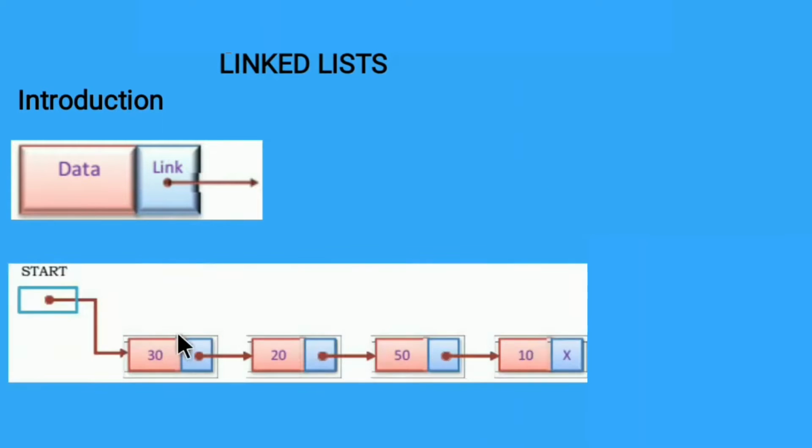Here you can see pictorially we have nodes 30, 20, 50 and 10. This arrow represents the reference to the next node, that is, the address of the next node. The last node has a cross mark that indicates a null pointer, which is pointing to nothing. This indicates this is the last node of the linked list.